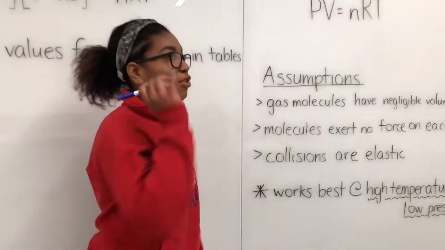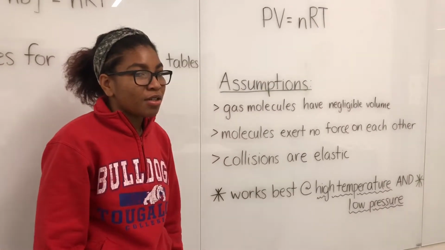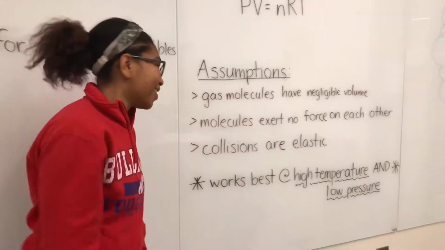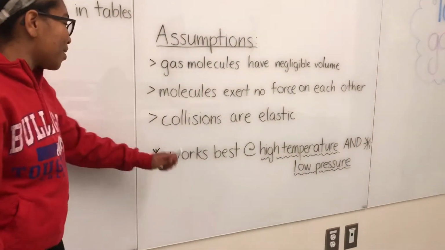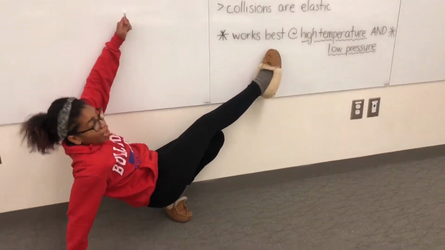Do you know what that means? Oh yeah, that means that there's no kinetic energy lost in the collisions when the molecules collide with each other or when they collide with the wall of the basketball. Right. So if I just threw this pen at this, it should bounce back at the same velocity, right? If it were an ideal gas. Exactly. All right, and then for the last one, it works best at high temperature and low pressure.